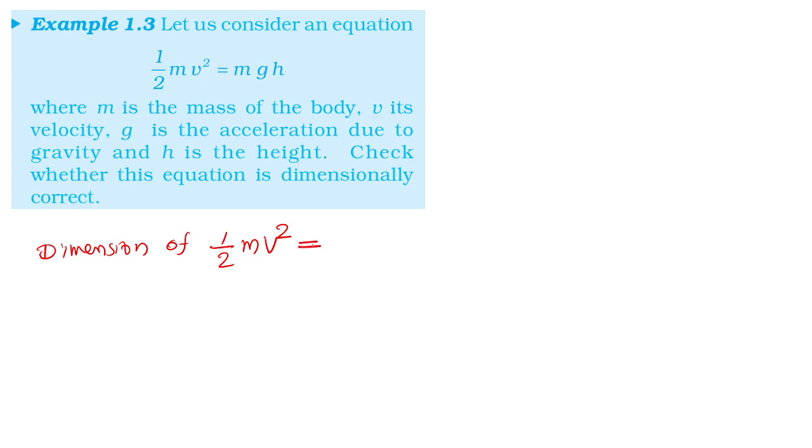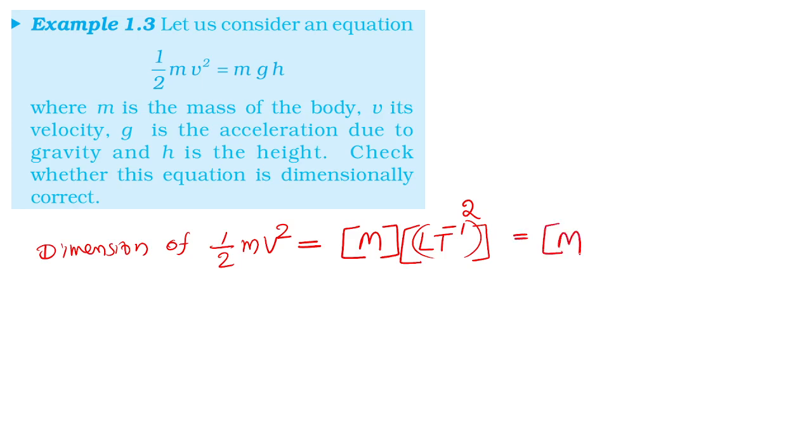All of you please listen. Dimension of half m v square: half does not have any dimension. A number without any unit does not have any dimension. M is mass. Studied yesterday, in the previous class, mass has the dimension capital M. Now v square is there. V is the velocity, clearly mentioned in the question. Velocity has the dimension L T raised to minus 1. But square is there. V square, understood.